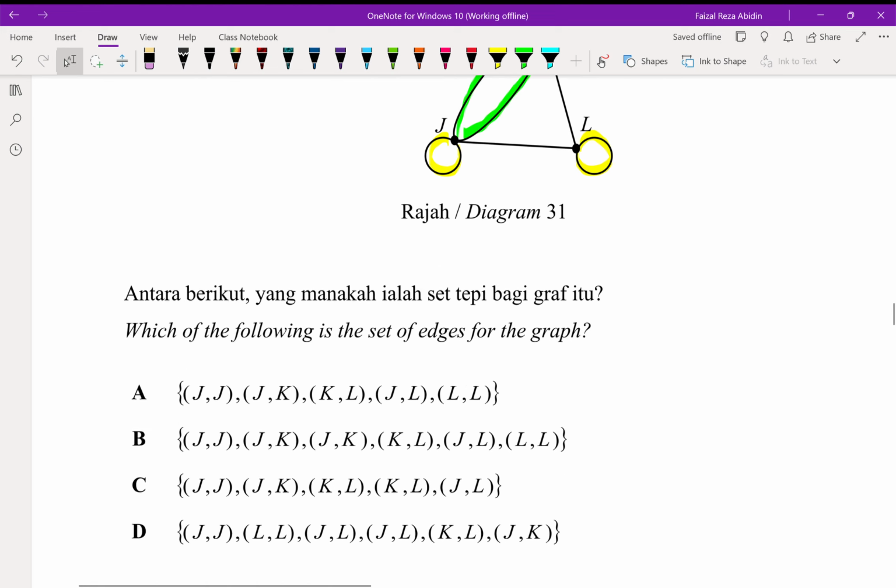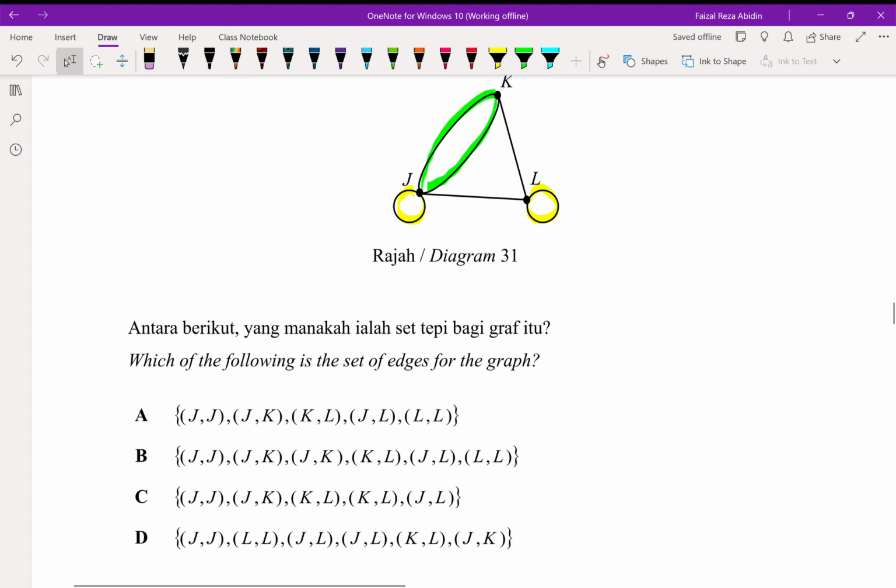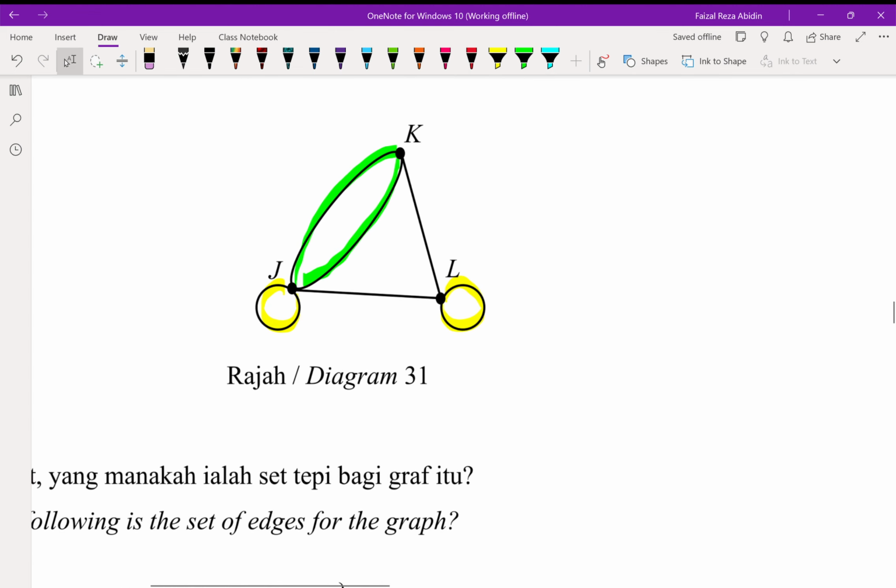Okay. So, if you look over here, we are going to start with our JJ. J to J and J to J. Am I right? Yeah. So, you are going to get JJ. And then, from J also, we can get J to K. JK and KJ, isn't it? It's going to be like that.